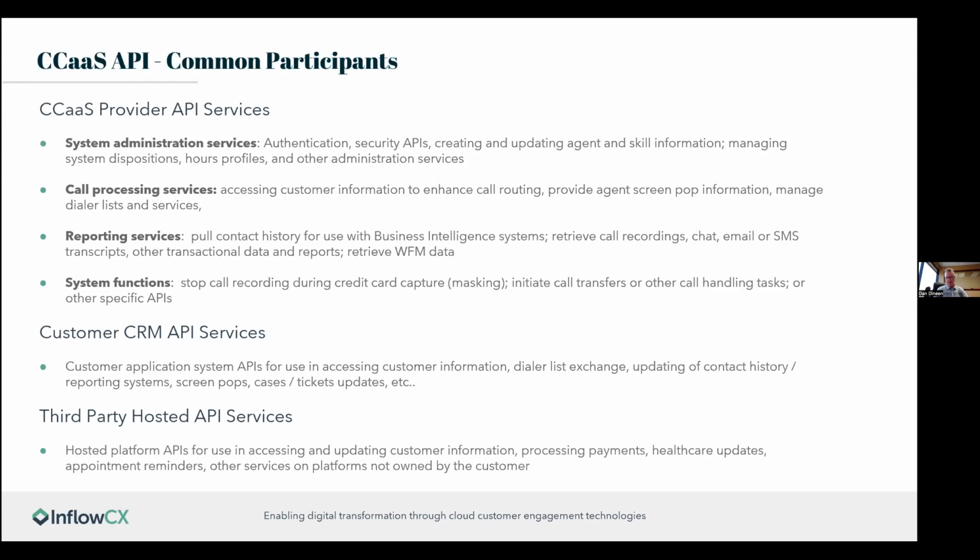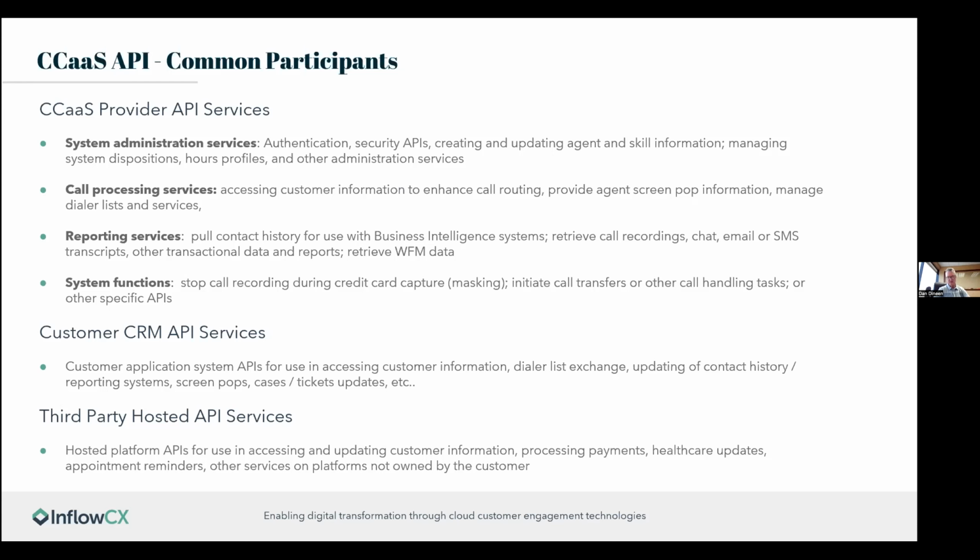So within the API infrastructure, there are different systems that provide or invoke APIs related to contact center services. The main three providers in the process would be the CCaaS providers themselves, the NICE, Genesys, Five9 type players; customers who have CRM systems that need to be called or that have the data that needs to be used in those API services; and then third-party hosted API services. I'll talk briefly about each of those.